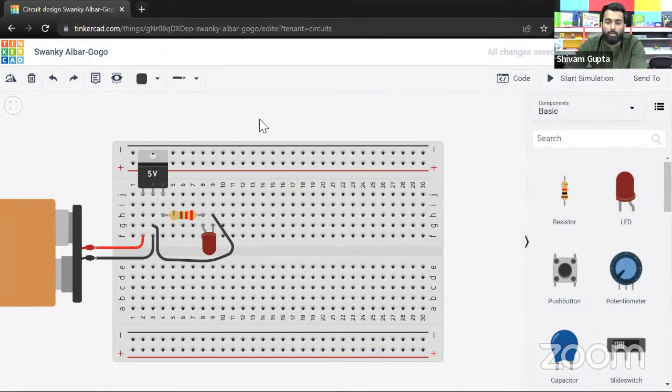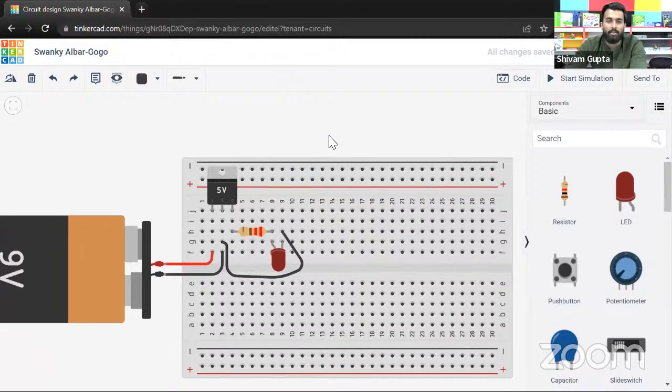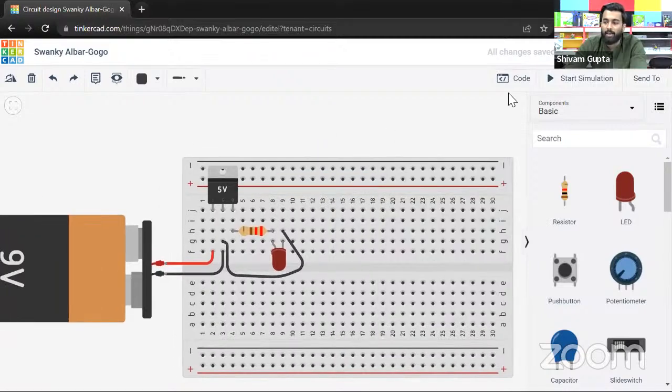Okay, so now we are done with our circuit, right? We have made it. Now let's click here on start simulation and let's check whether it is right. We have made it properly or not.